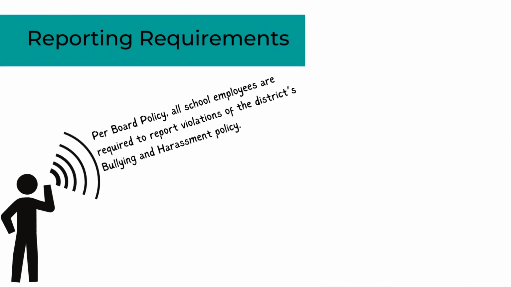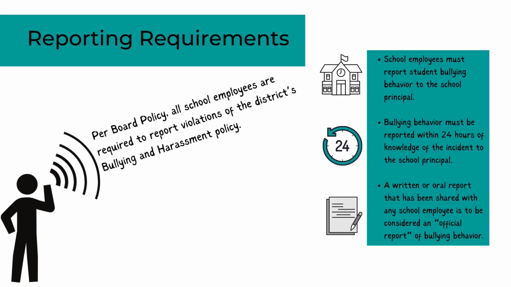Our final area of review today is reporting requirements. The first reporting requirement was mentioned earlier in our session and is straightforward. This requirement is that all school employees are required to report violations of the district's bullying and harassment policy. In short, we all have the responsibility to report bullying behavior. It is important to discuss three more specific reporting requirements of which all district employees should be aware.